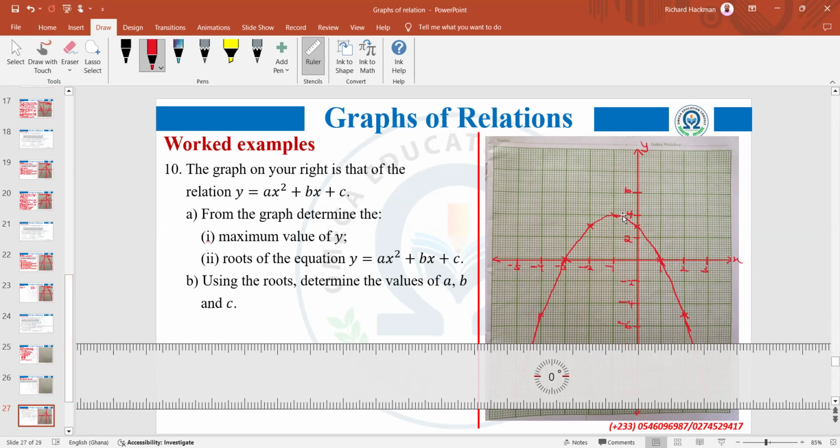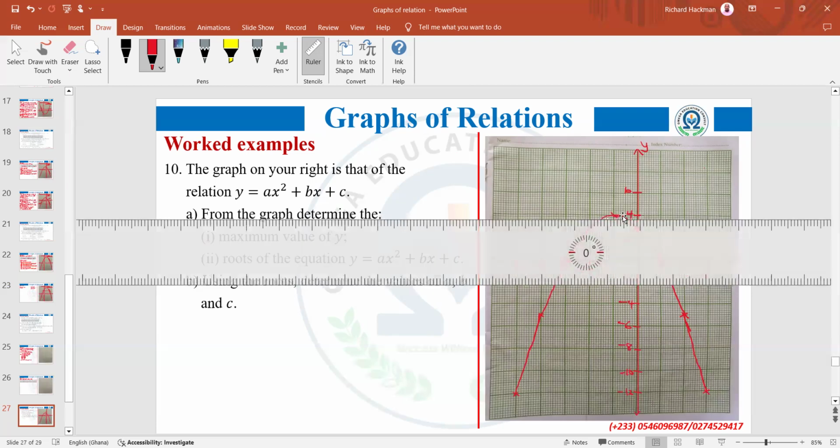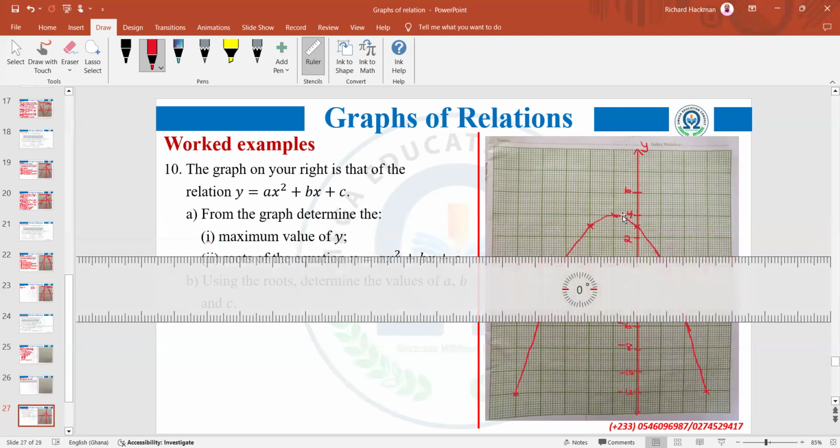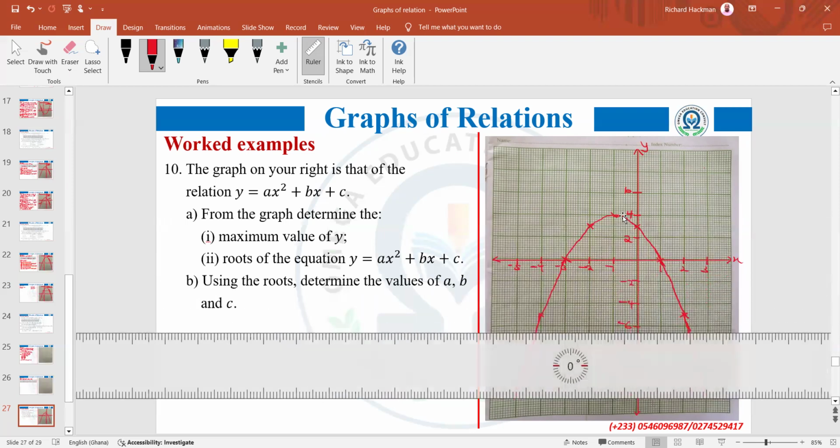You just have to place your straight edge here, then trace. That will give you y is equal to 4. Do you agree? Yes, sir. Okay, you don't need a relation. Once you know its graph, you can predict the maximum and the value of x. Now you are asked to find the root of the equation y is equal to 0.